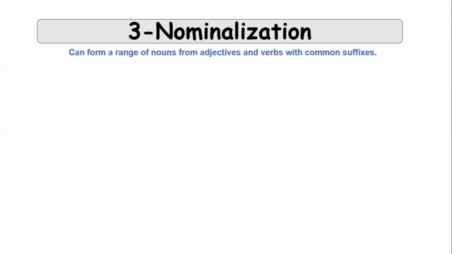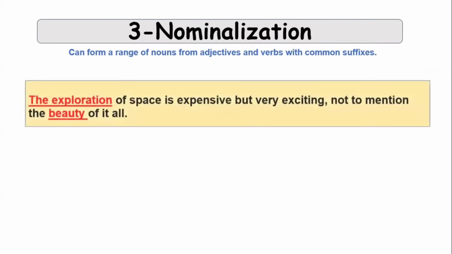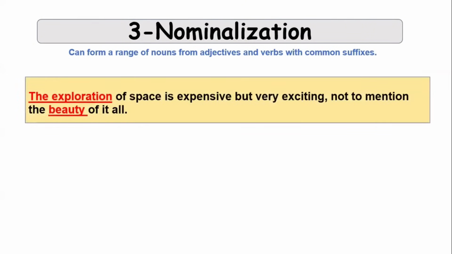Fine. Then this topic we studied in term 2, if I remember correctly, yes, which is nominalization. This means you can form a range of nouns from adjectives and verbs with common suffixes. I'm not going to talk much about this one because I think it's easy and we studied it already. The idea is knowing this is a noun from the suffix or the group of letters that come at the end. When I say the exploration of space, ارتياد الفضاء, is expensive but very exciting, not to mention the beauty. So the exploration is a noun.